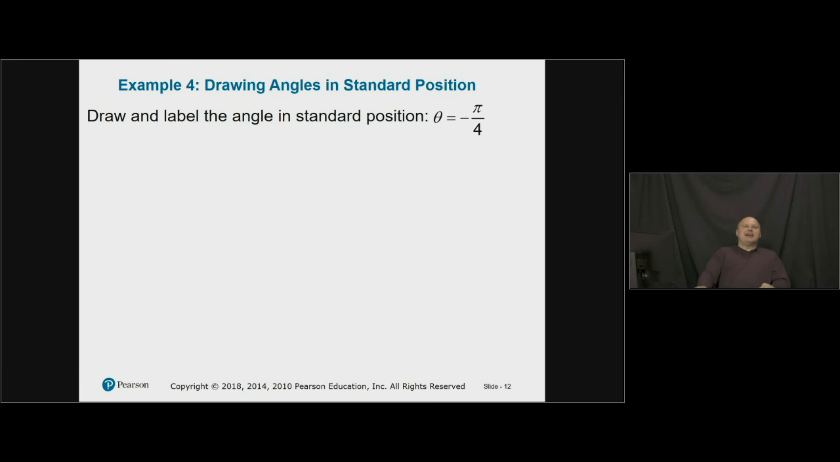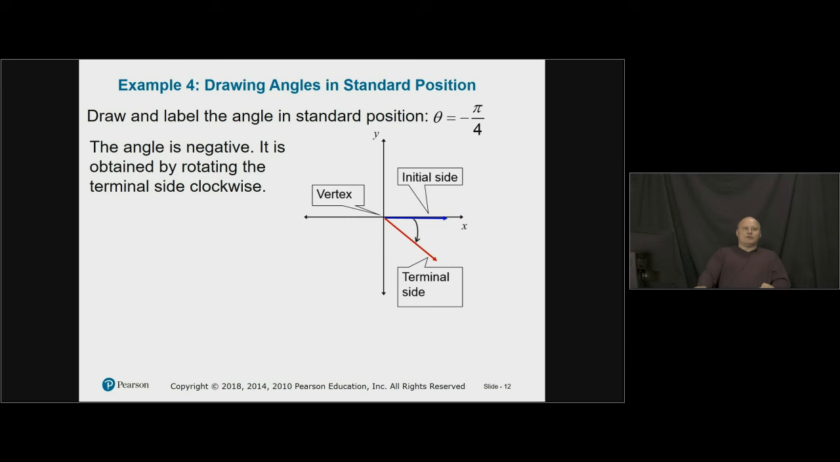So here's negative pi over 4. Draw and label the angle in standard position. Theta is negative pi over 4. So there's the initial side, the blue. The red one is the terminal side, and it's negative pi over 4. Now notice the angle is going clockwise. Why is it going clockwise? Yeah, because it's got a negative in front of it. The angle is negative. It is obtained by rotating the terminal side clockwise.